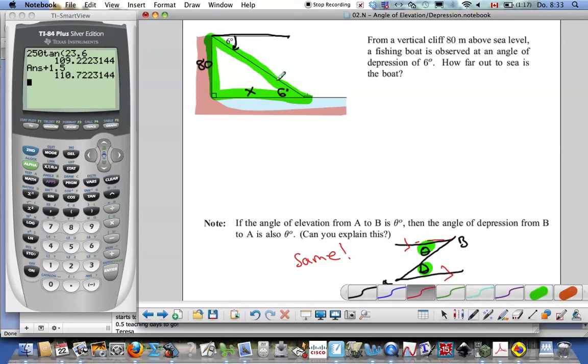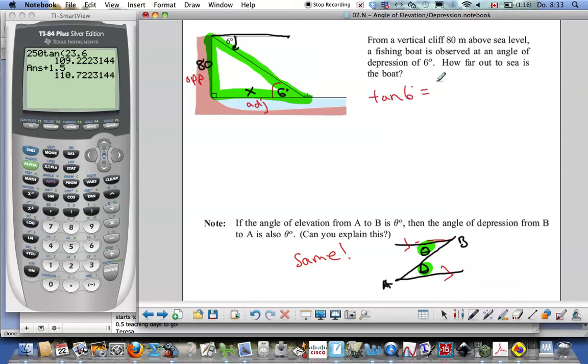Okay, we have to label our sides: opposite, adjacent. Again, we're going to be working with tangent. OA, tangent, perfect. So tangent of 6 degrees is equal to 80 over x.